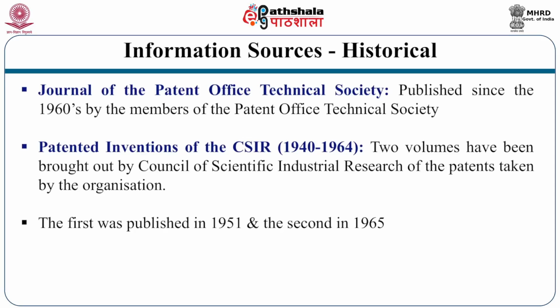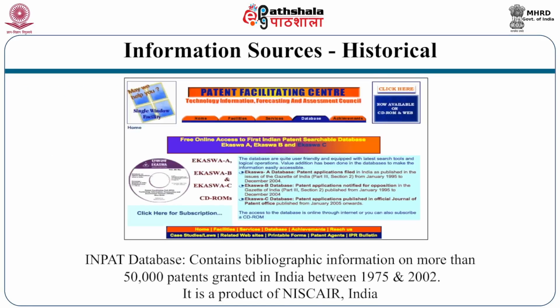Then you had the Journal of the Patent Office Technical Society, which was published in the 60s. Then you have the Patented Inventions of the CSIR 1940 to 1964. Then you have the Impact Database, a product of NISCARE, where it contains bibliographic information on more than 50,000 patents granted between 75 to 2002.